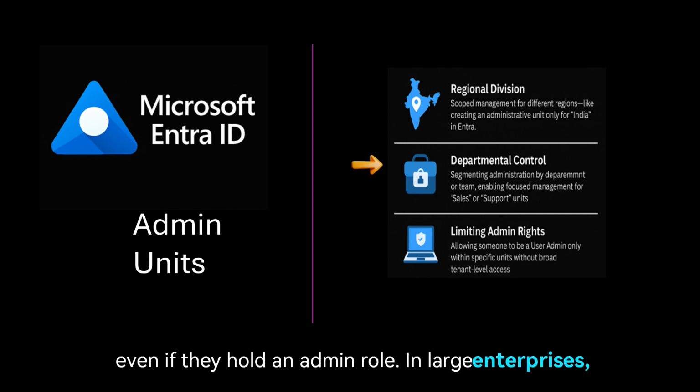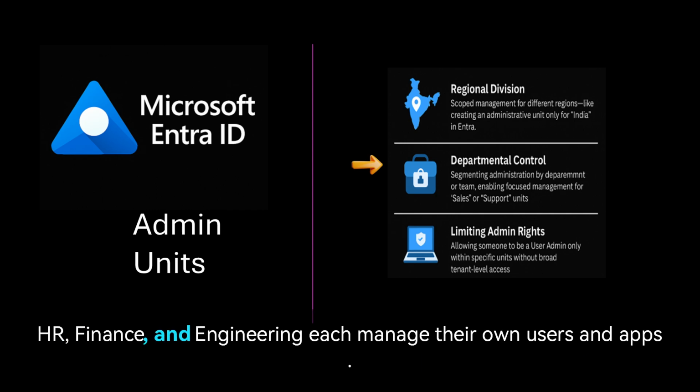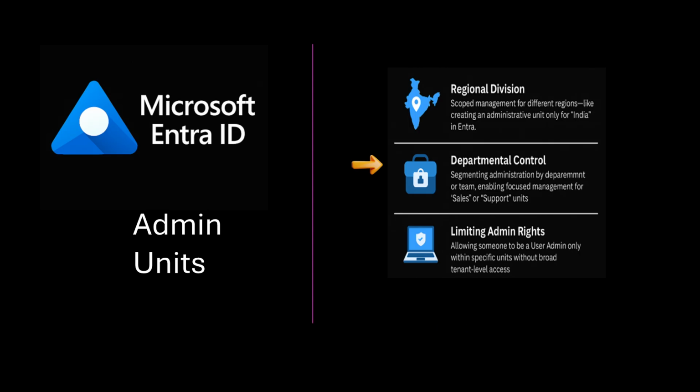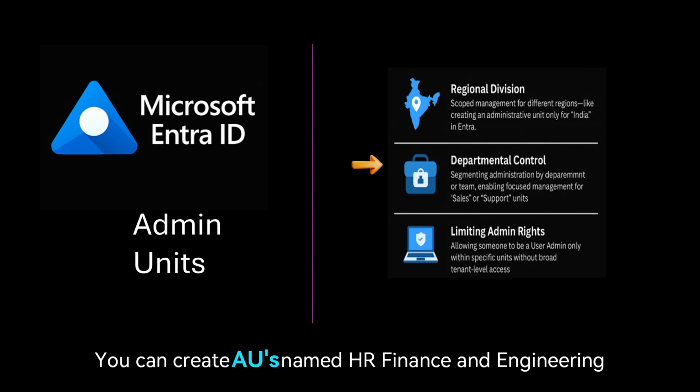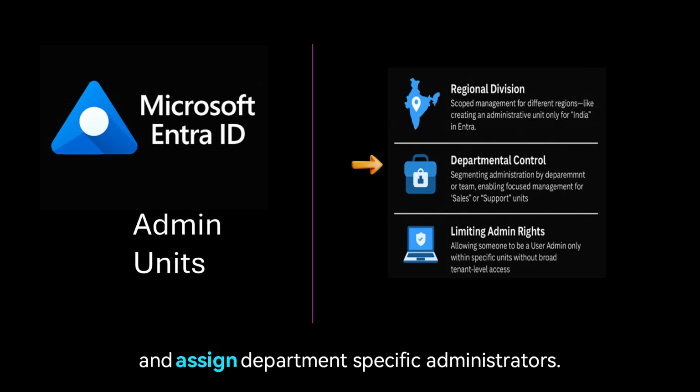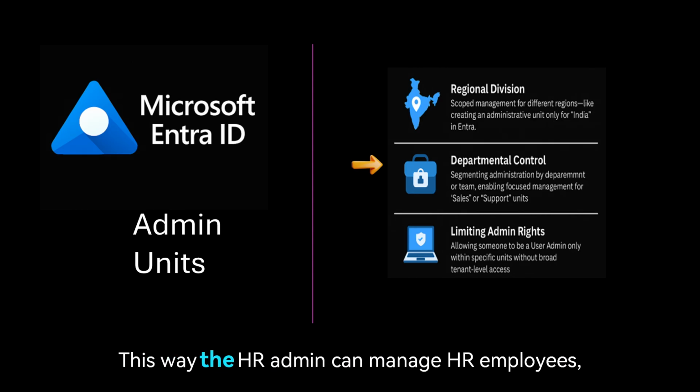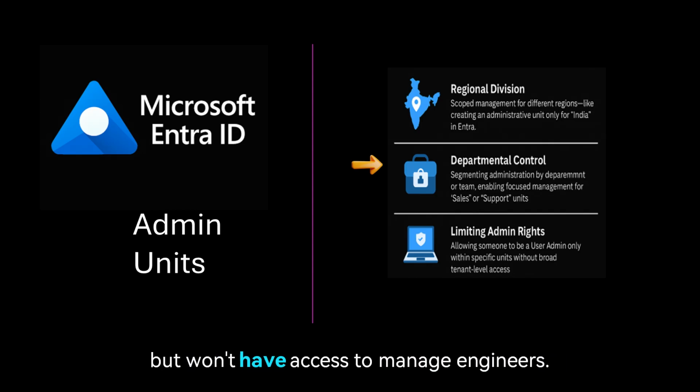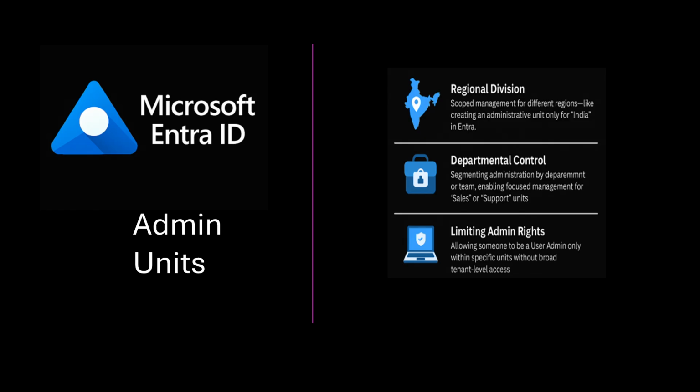In large enterprises, HR, finance, and engineering each manage their own users and apps. You can create AUs named HR, finance, and engineering and assign department-specific administrators. This way, the HR admin can manage HR employees but won't have access to manage engineers.